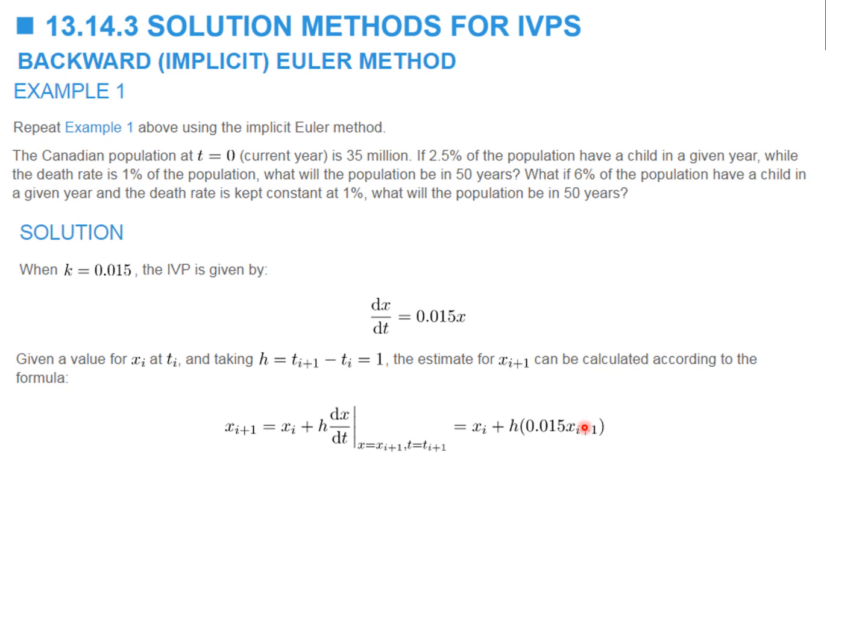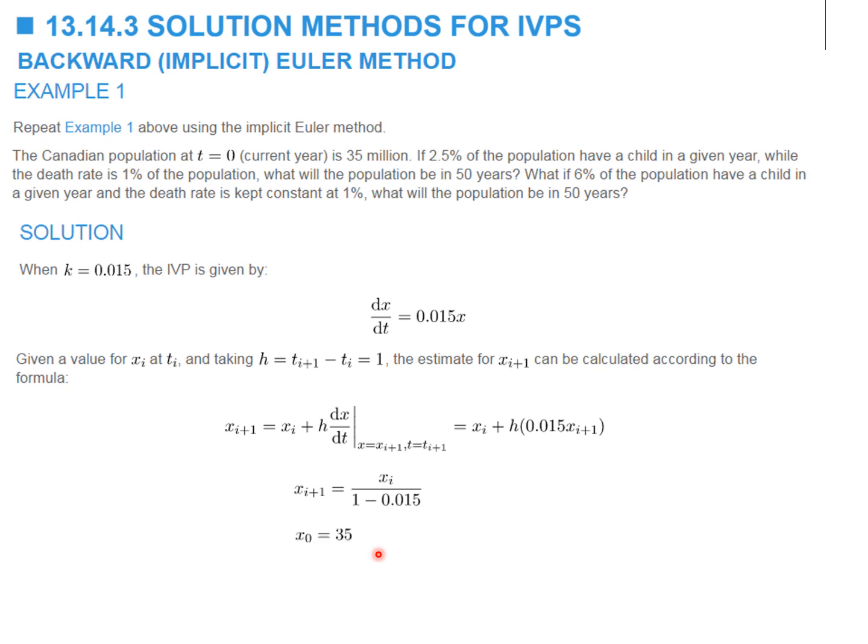And so notice here, x sub i plus 1 is unknown. It's the unknown that I'm trying to find, which means I have to rearrange the equations to be able to find x sub i plus 1. So rearranging the equations and noticing that h is equal to 1 will give me this formula: x sub i plus 1 is equal to x sub i divided by 1 minus 0.015. Okay, that's easy. If I know the first x sub i, I can find the new x sub i plus 1 and advance in time to find all the populations as we advance in time up to 50 years. So we can do this.